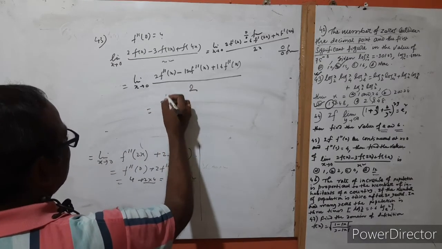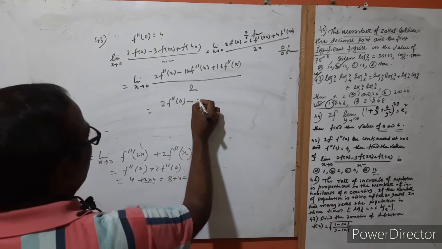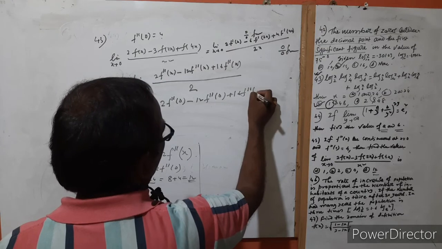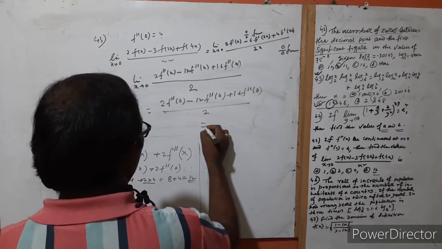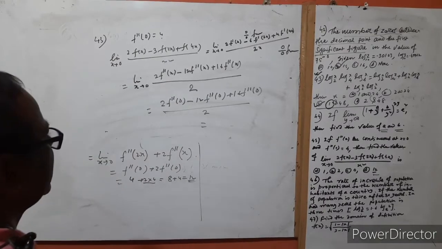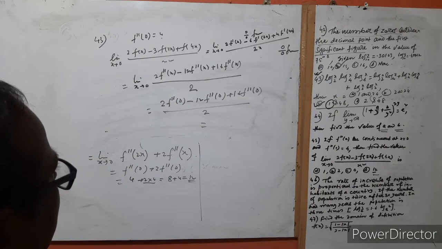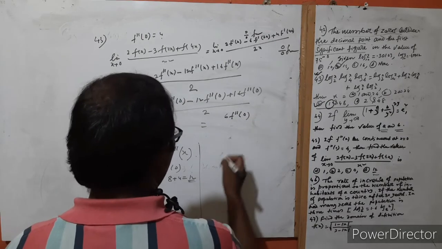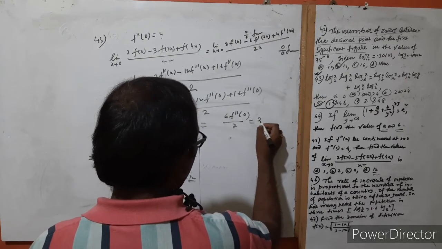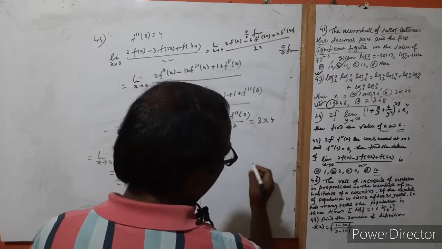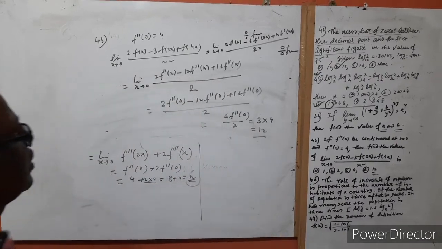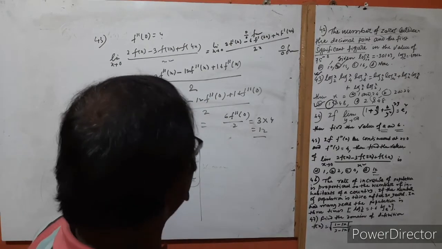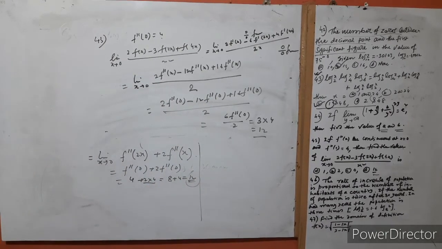If we put here, this is f double dash 0 minus 12 f double dash 0, 16 f double dash 0 by 2. This is 16, 18, and this is plus 4, and this is 6 f dash 0 by 2. This is 3 into f double dash 0, which is again 12. So we apply these two methods anyway. This is the L'Hospital rule, and without L'Hospital rule, now this problem.